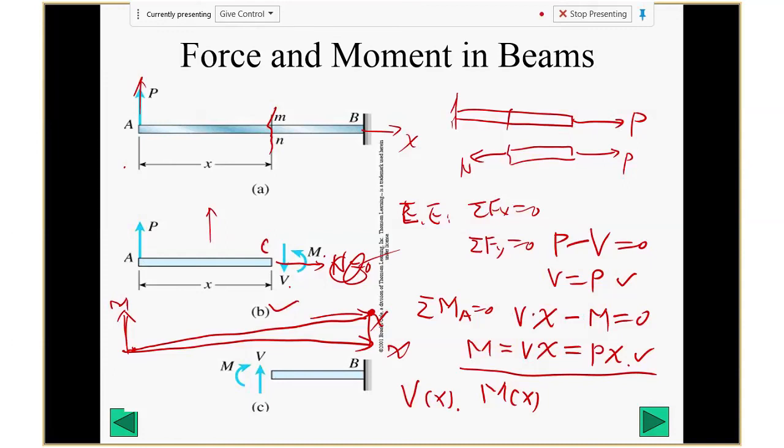So our task for this chapter is to figure out, for any beam under any type of load, how do you determine V and M at any location? How do they change? Can you plot them? And then find out the maximum. That will be the task for this chapter. Okay. Now, how to find it?